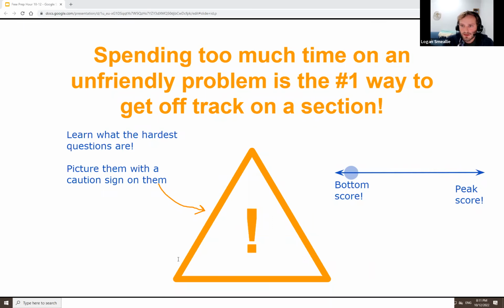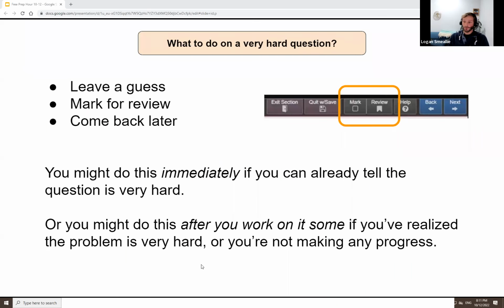Let's start to talk about, what do we actually do when we see a very hard question? We're going to spend the rest of the night talking about how we learn what questions are the hardest, and then actually practicing it with a few examples. But in order for you to put that into action, you've got to know what you are going to do on the hardest questions on the test. In general, here's what to do.